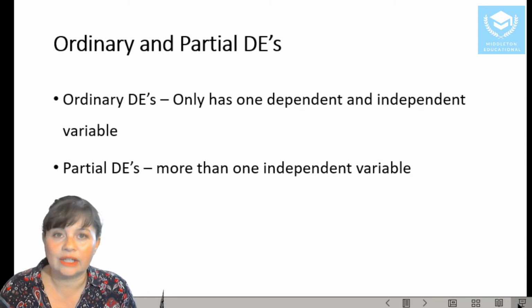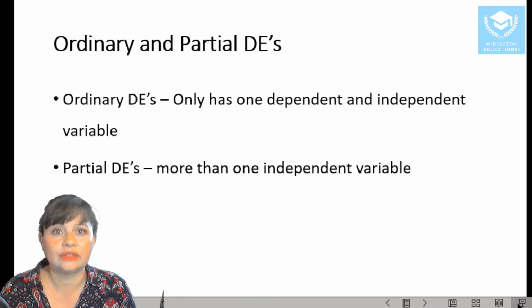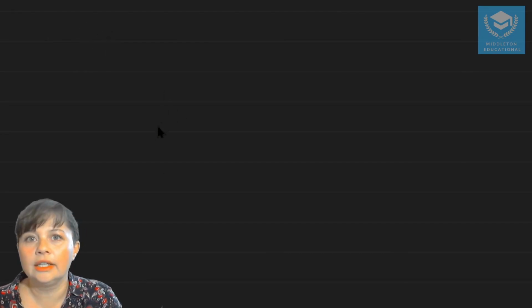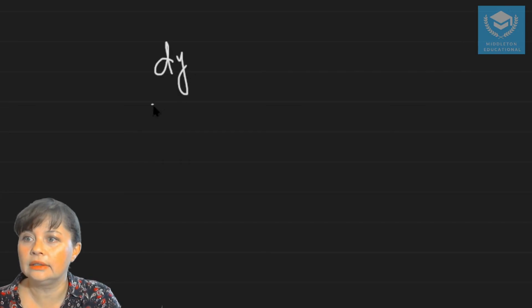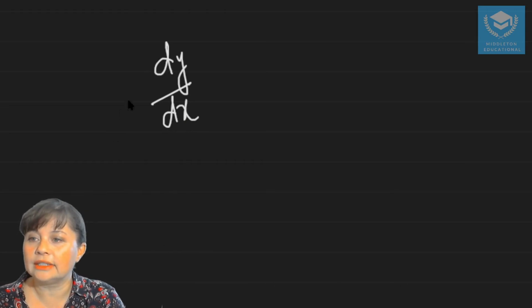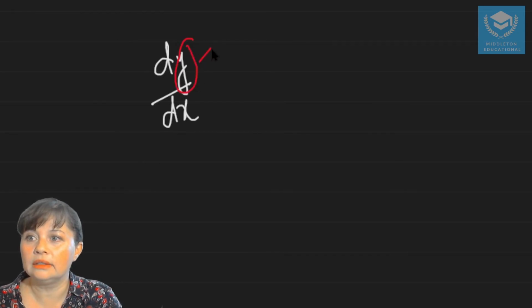Now just to remind ourselves what independent and dependent variables are and how we can tell that from the way the derivative is written. So let's have a look at that. Say I write down dy/dx. This is the one we are all used to. When you write it like this, in this notation, the top part, that y, is your dependent variable, and your x in the bottom is your independent variable.